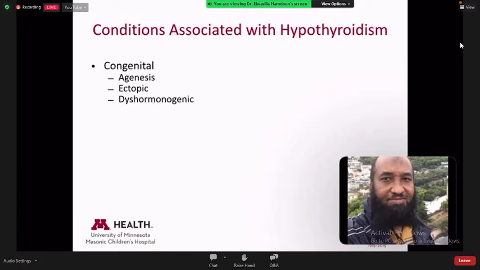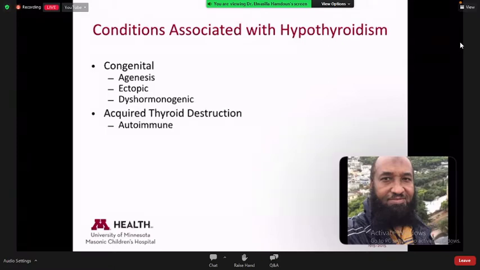So congenital, that can be agenesis or ectopic. Either the gland has not been formed in the first place, or it is ectopic. And ectopic can be anywhere in the midline. So it could be in the posterior tongue, it could be below in the cricoid area, it could be in the upper mediastinum, it could be even inside the chest, in the mediastinum. So ectopic thyroid. Dyshormonogenesis is also one of the causes.